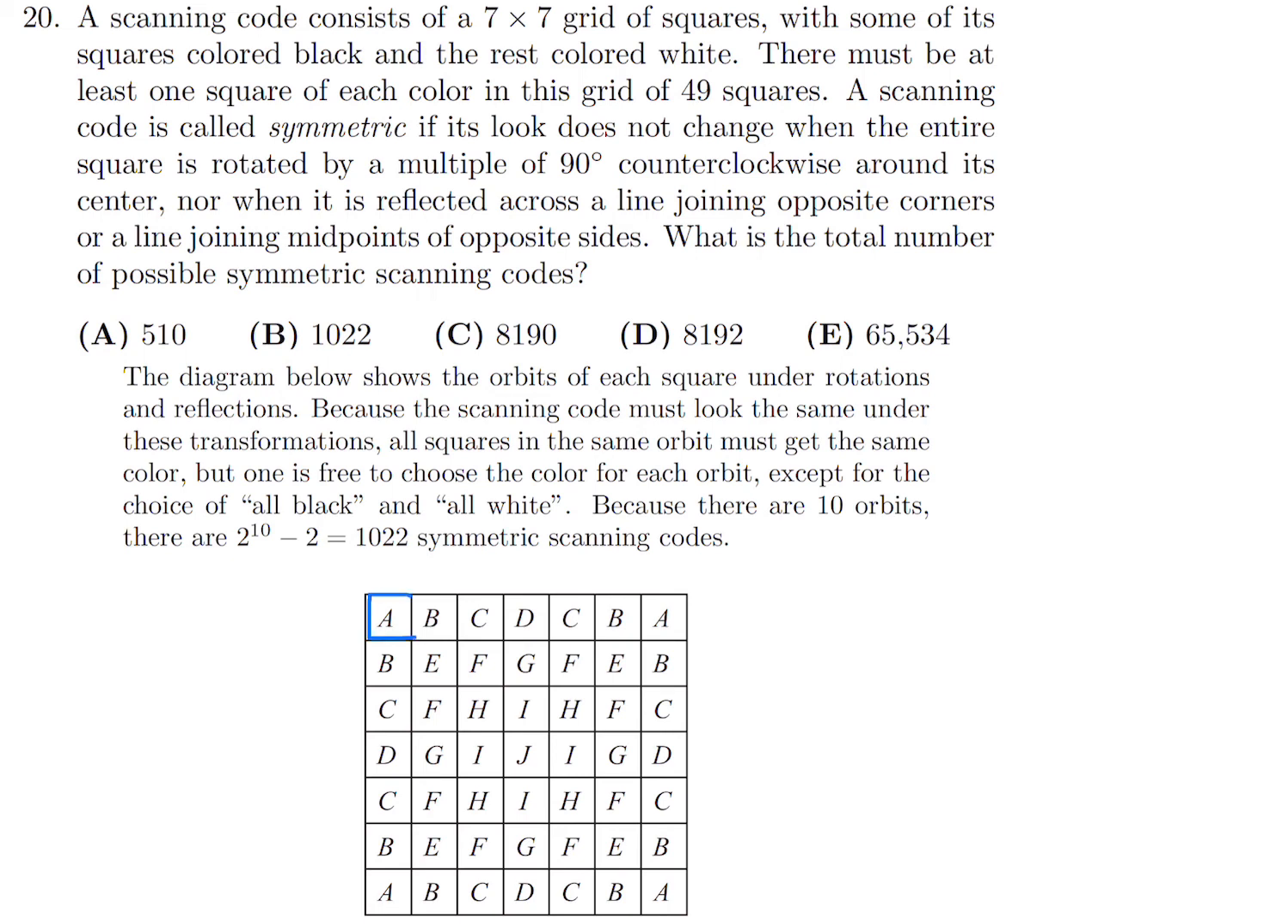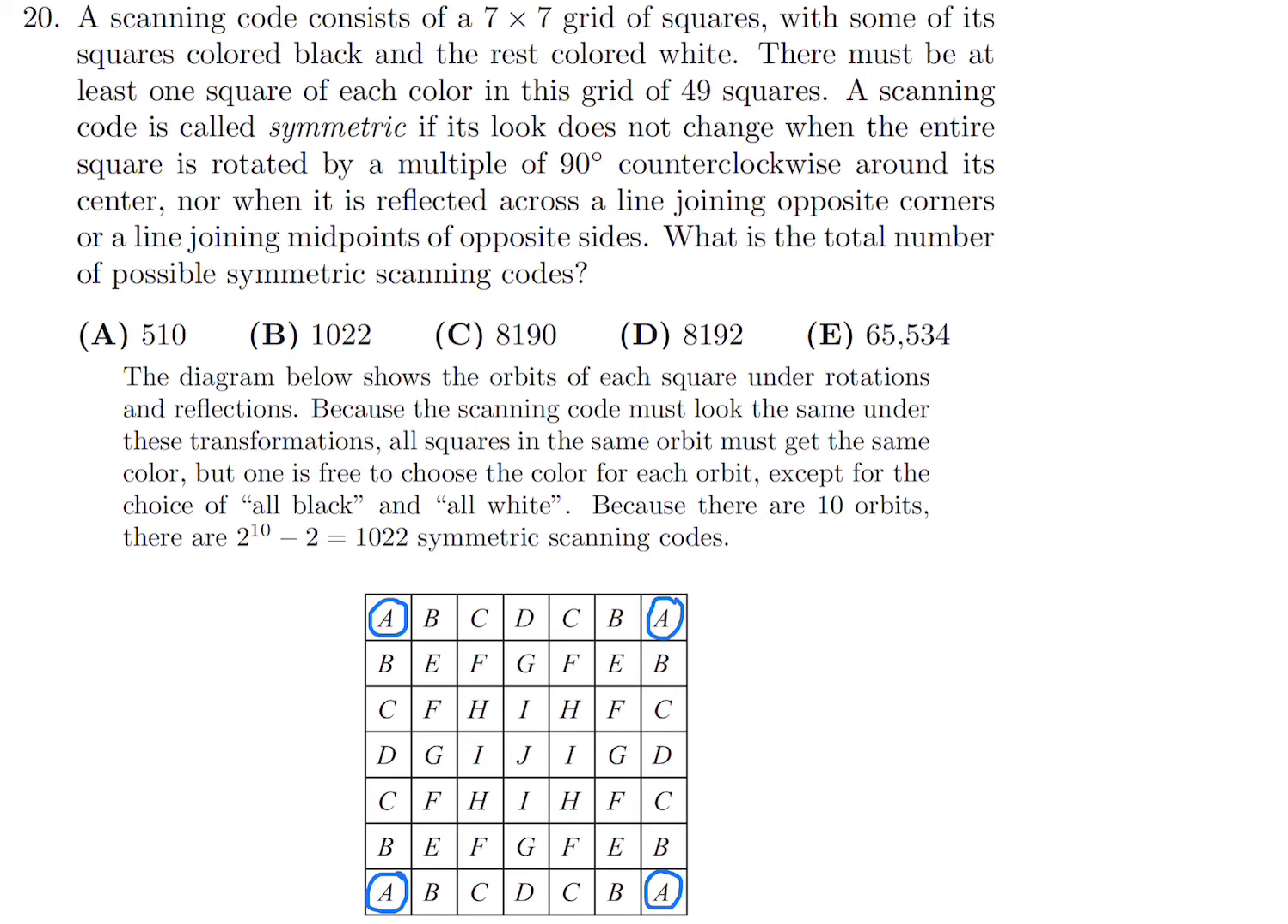What they've done is they've assigned each square a letter. So for example, this is A. And then they've said, when you rotate it or when you reflect it, where else will it be? Well, if it starts off A and you rotate it, it will go here. If you reflect it, it could go here. If you rotate it again, it would go here. So those ones will always be A because of rotations and reflections.